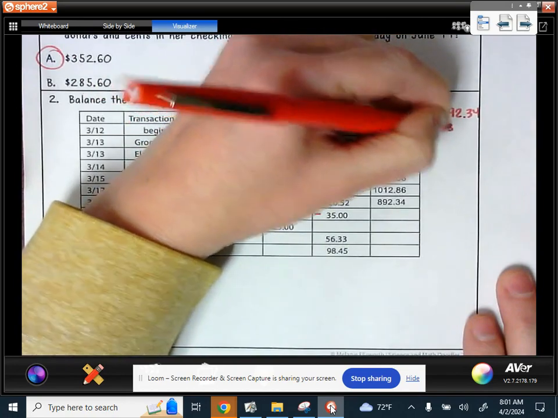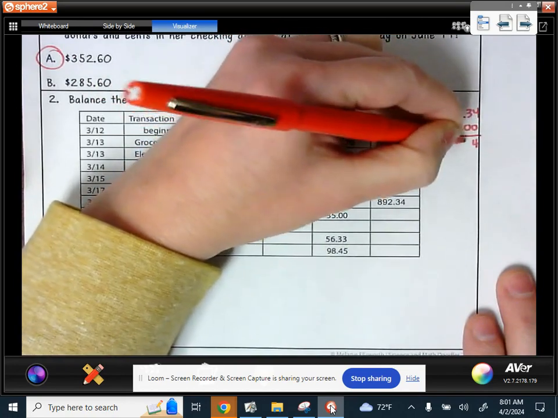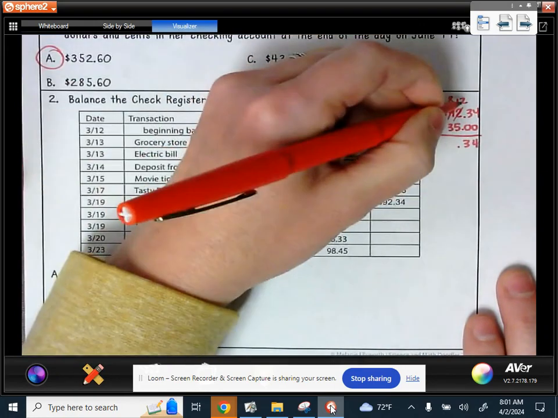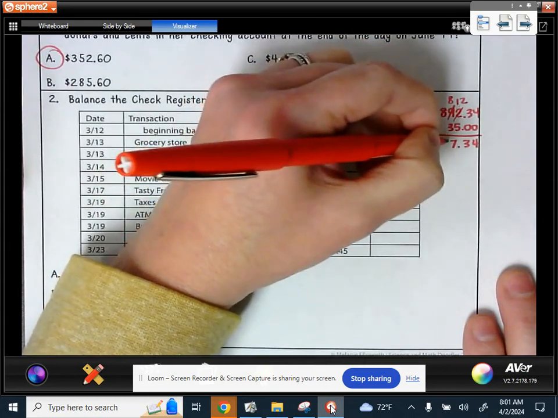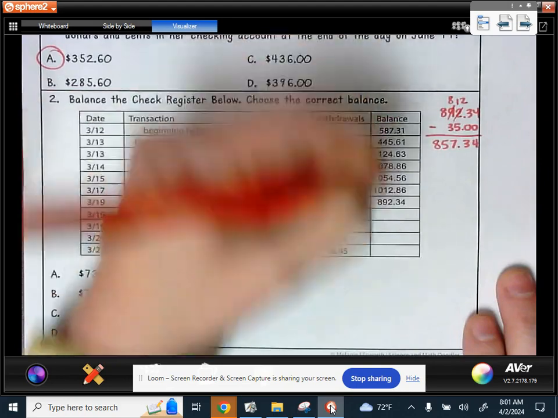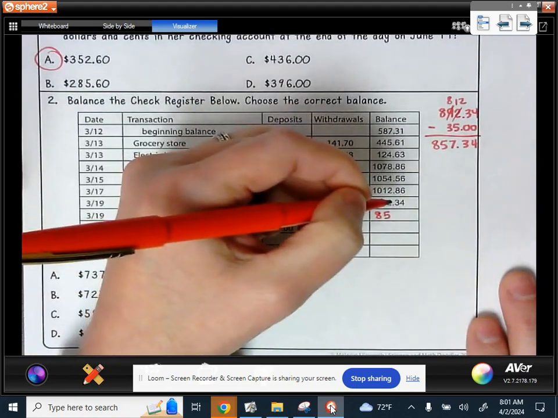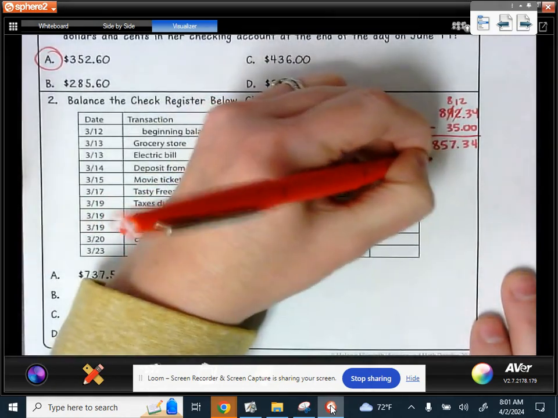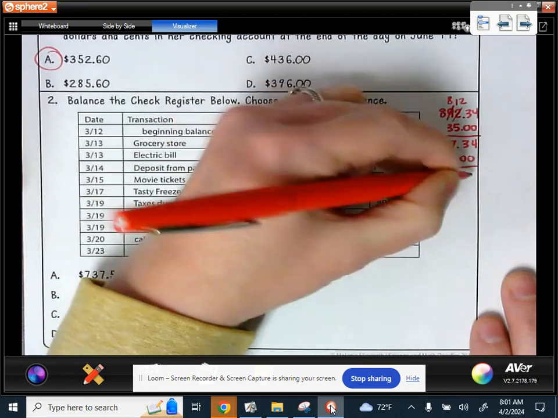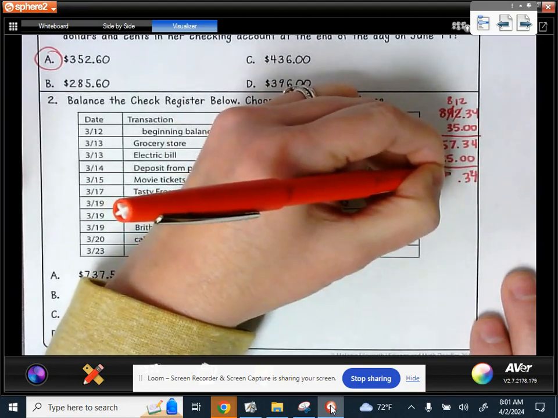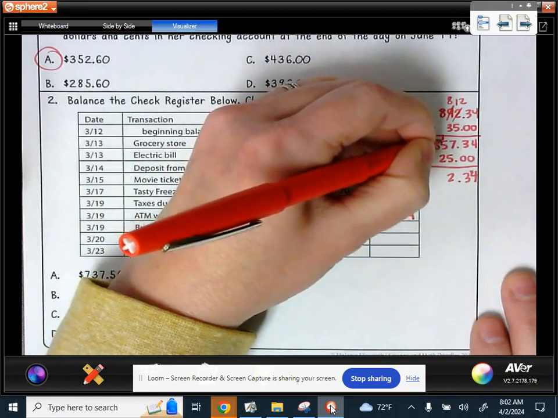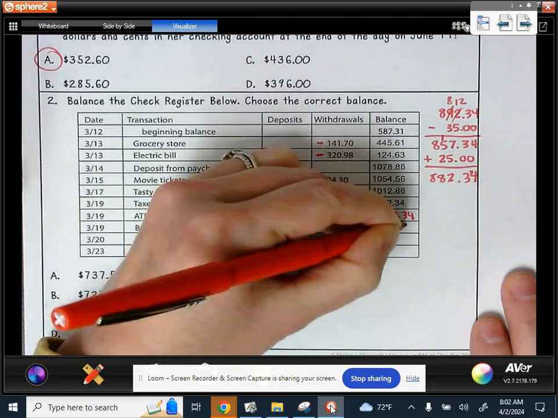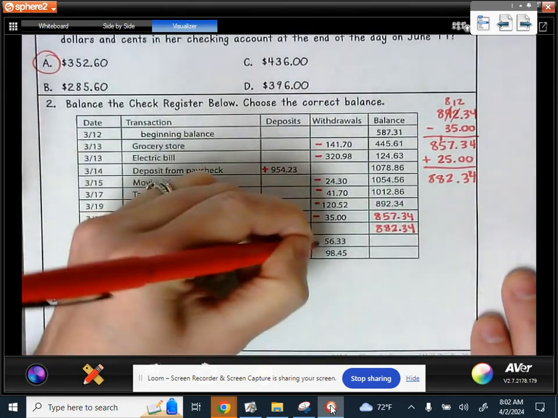So it was at $892.34. When we subtract $35 from that, we can't take 5 away from 2, so it becomes a 12, and we borrow. 12 minus 5 is 7, 8 minus 3 is 5, 8 minus 0 is 8, so it's down to $857.34. Then we have to add $25. So $25 deposit gets added. This would be 6 plus 2 is 8. So we're up to $882.34. And then we have 2 more withdrawals.